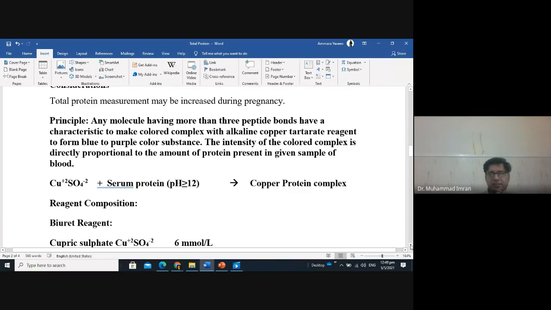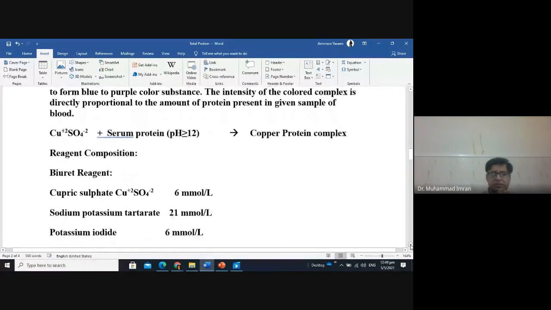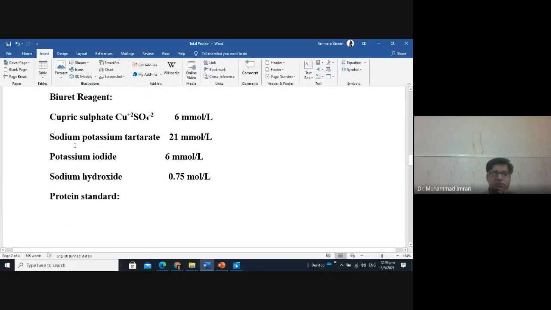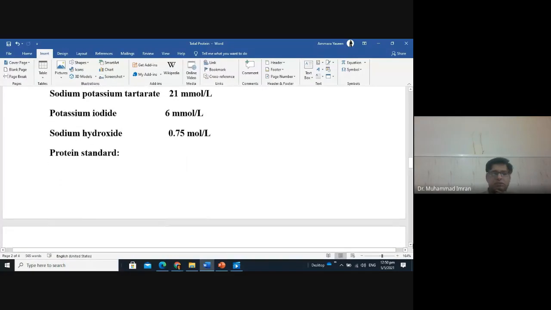What reagent is required? You require biuret reagent. What is the composition of biuret reagent? In biuret reagent, you have copper sulfate, sodium potassium tartrate, potassium iodide, and sodium hydroxide. This sodium hydroxide is very important to give a basic environment because copper sulfate only makes a complex with the amide group in the presence of high pH. So sodium potassium tartrate provides stability to the biuret reagent.